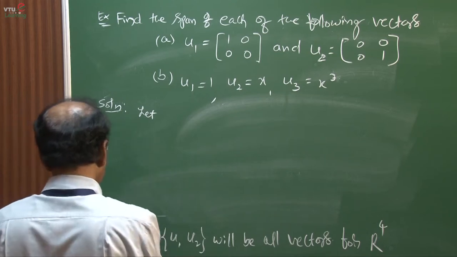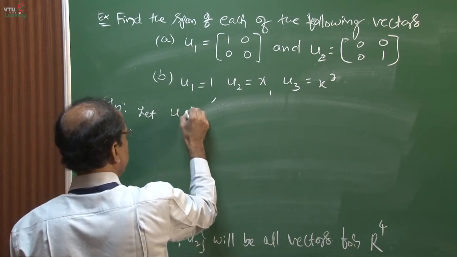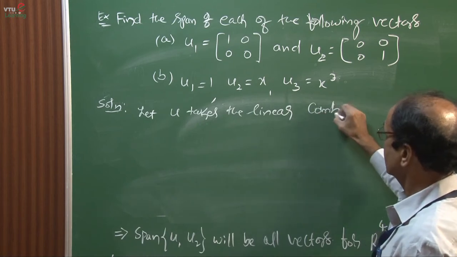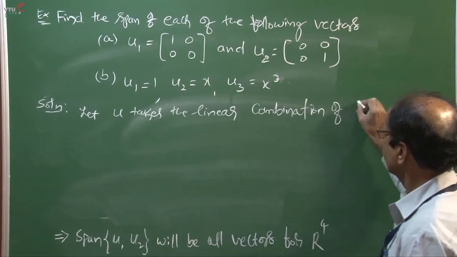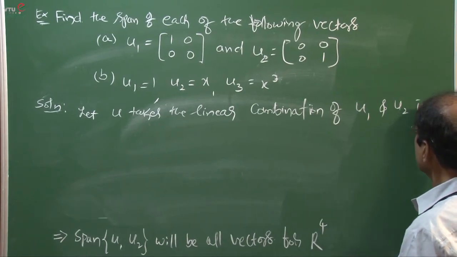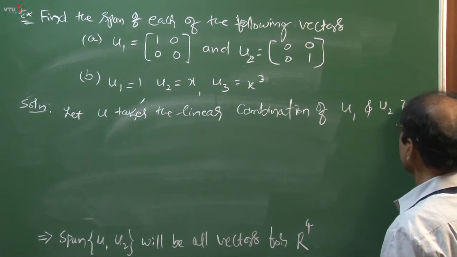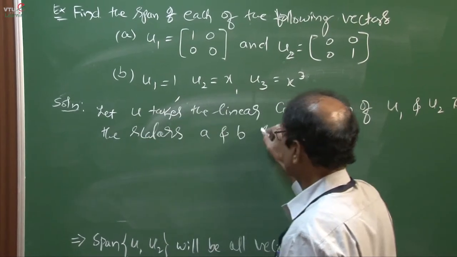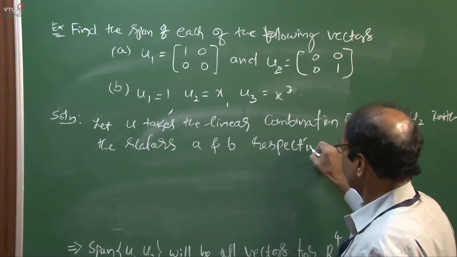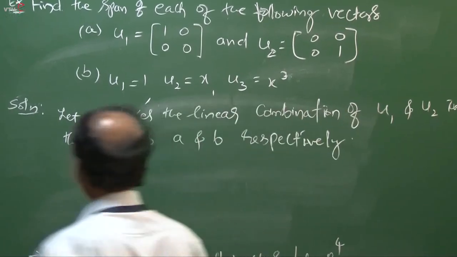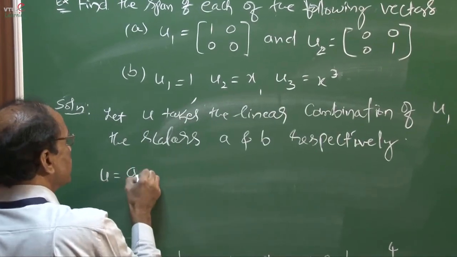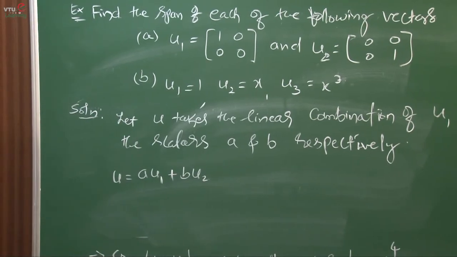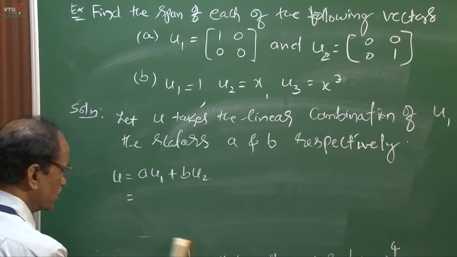Here also we choose the same symbols, like let u take the linear combination of u1 and u2 with the scalars a and b respectively. What is that u we are taking? That is u is equal to a into u1 plus b into u2. But here it is given in the form of matrices. Okay. So, let us represent the same thing in the form of the given matrices.